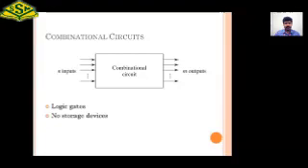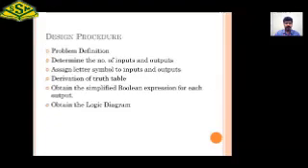The next topic is the steps involved in designing a combinational circuit. These are the steps. The first one is problem definition. That is, we need to define the operation of a circuit: what is the goal of the circuit? That's what the first point highlights.